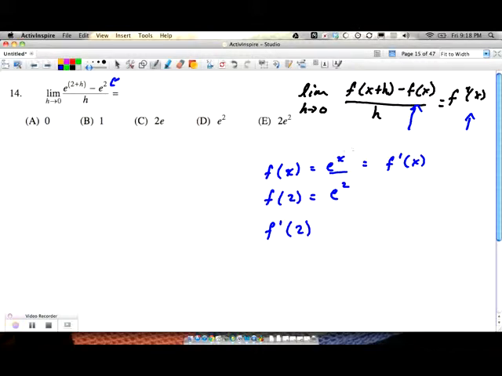That means that the derivative is just e to the x. So f prime of 2 is really e squared as well. So that's kind of an interesting way to use this. I haven't seen that where they actually plug this in and do the h at the same time. It's a slightly different way of writing it. The answer would have been D, e squared.